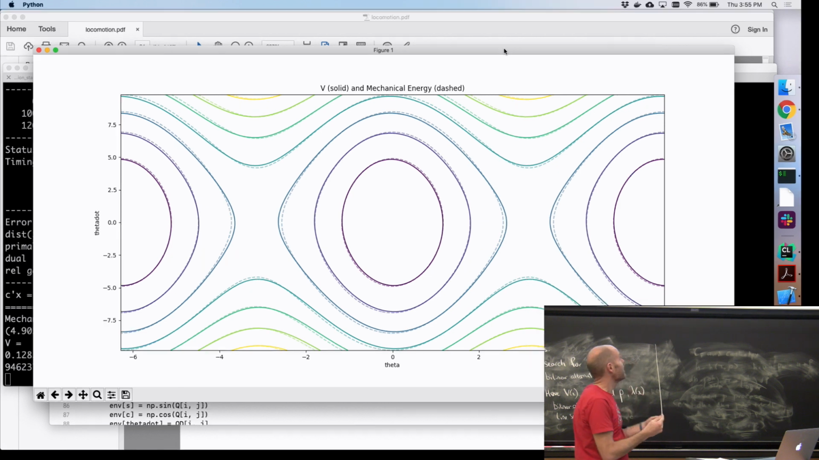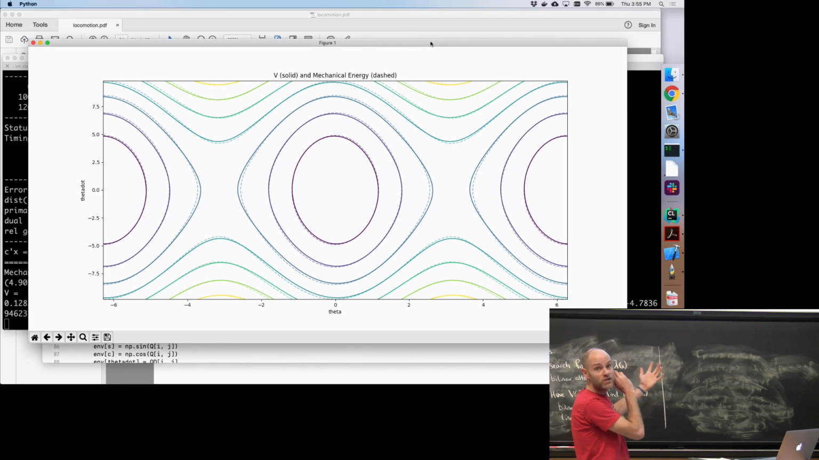So this, using just polynomial optimization, gave me a global Lyapunov function for the pendulum, which proves the stability of all those fixed points, right? This one is actually 0, 0, 0, right? It's true for all x, and it came out of optimization.